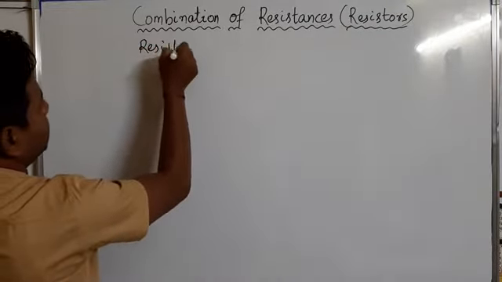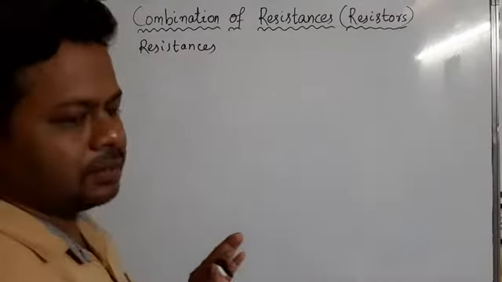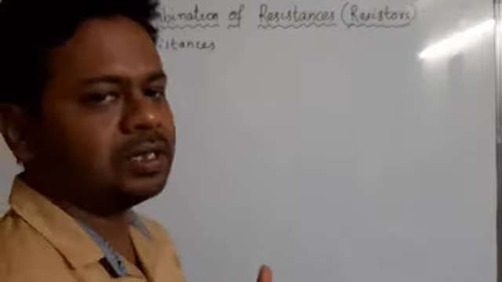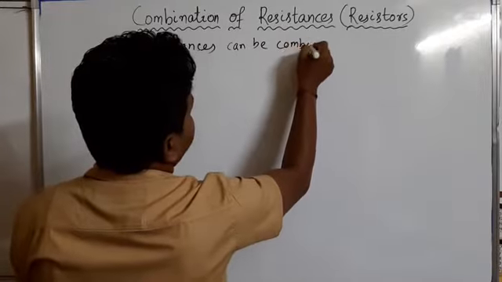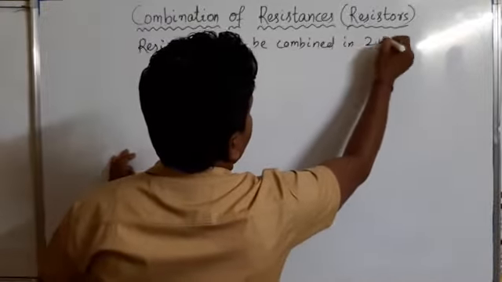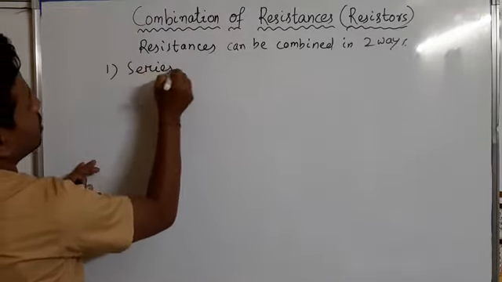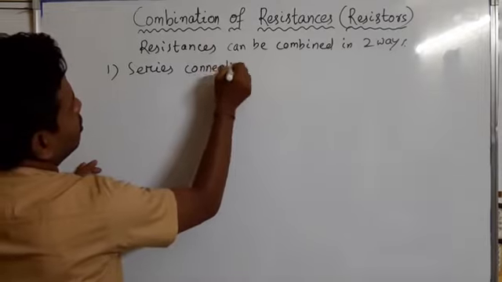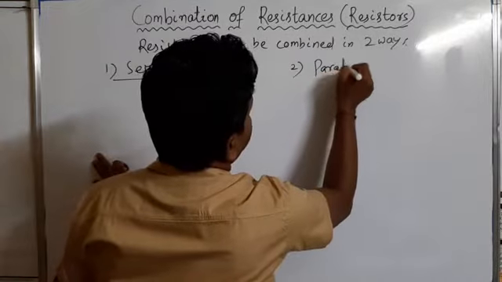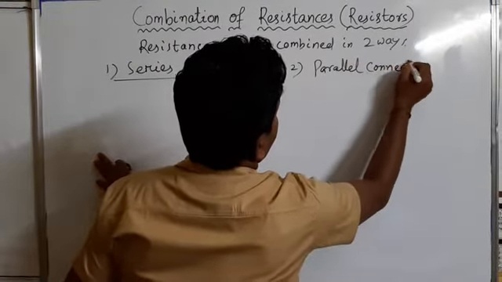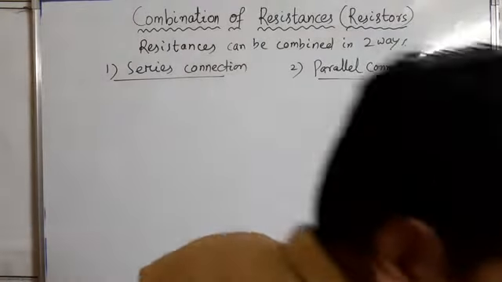So I can write that resistances or resistors. Here resistance and resistors, the meaning is the same. Any word having some resistance can be called a resistor. Resistances can be combined in two ways. One is called series connection and the second one is called parallel connection. What is the difference between this series connection and parallel connection? We will discuss one by one.